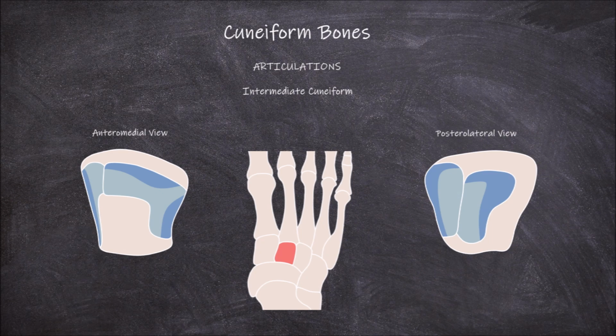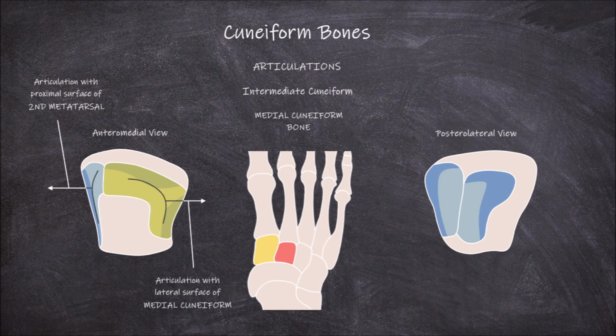This bone articulates with 4 other bones. The first of these articulations is with the second metatarsal bone. A facet on the anterior surface of this bone articulates with the base of the second metatarsal. The second of these articulations is with the medial cuneiform bone. A facet on the medial surface of this bone articulates with the facet on the lateral surface of the medial cuneiform.